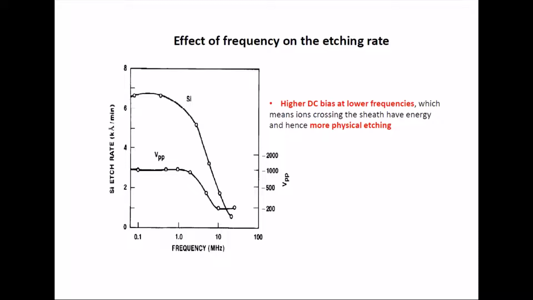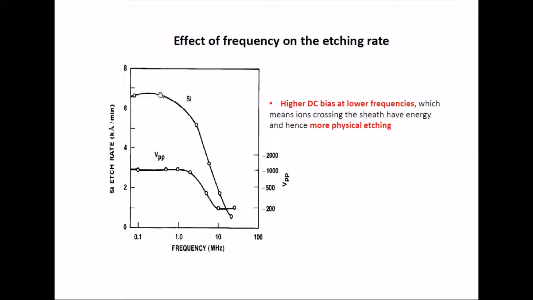Many manufacturers I have seen use 2 megahertz for both of the RF generators, or 13.56 for both of the generators, even 100 kilohertz for the RF generator of the lower chamber. But what is the reason behind it? The reason is very simple.